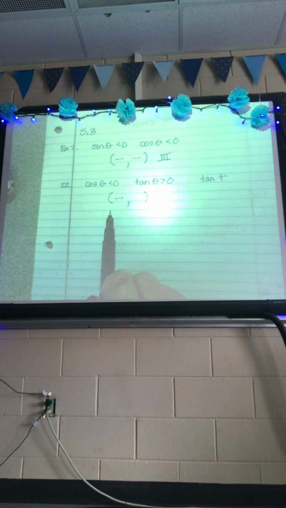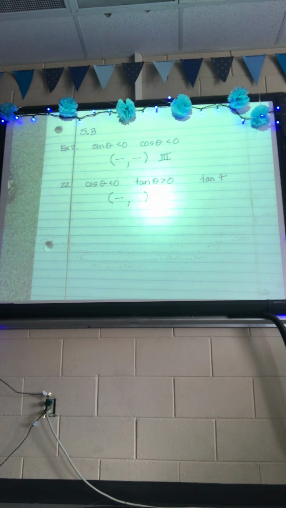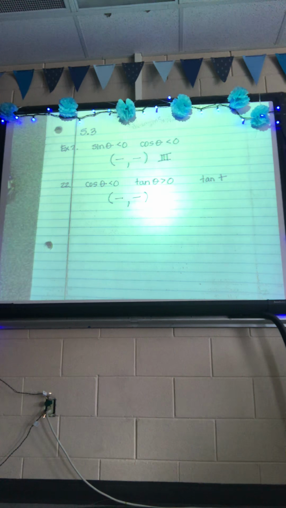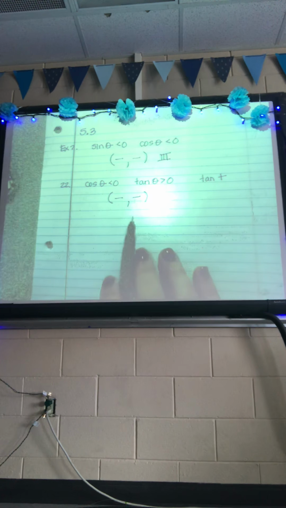The only way that the tangent can be positive is if they're both positive or they're both negative. So what's going to happen here is they're both going to have to be negative because tangent is sine over cosine. That's a missing piece of information, Alex, that you need. Tangent is sine over cosine. So this is, again, in quadrant 3.